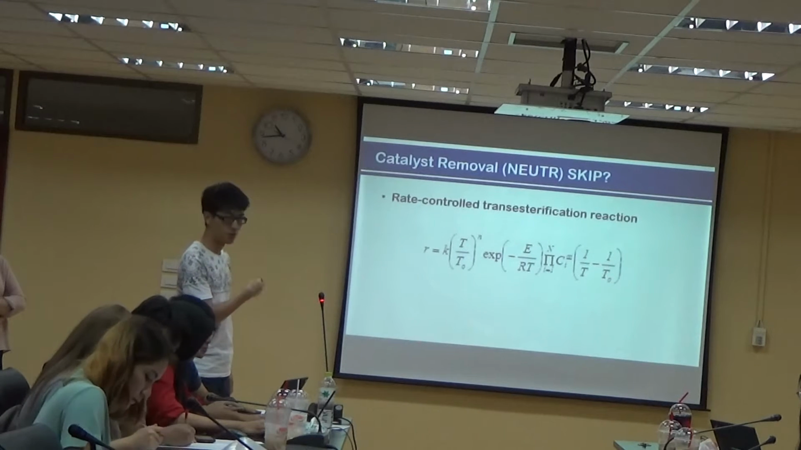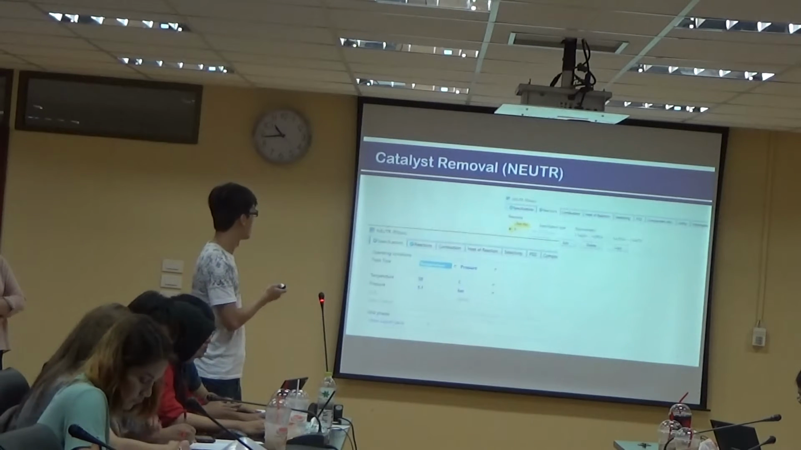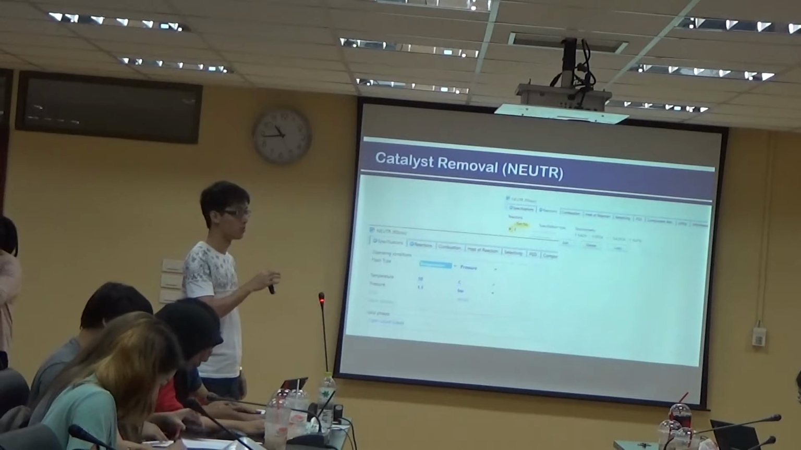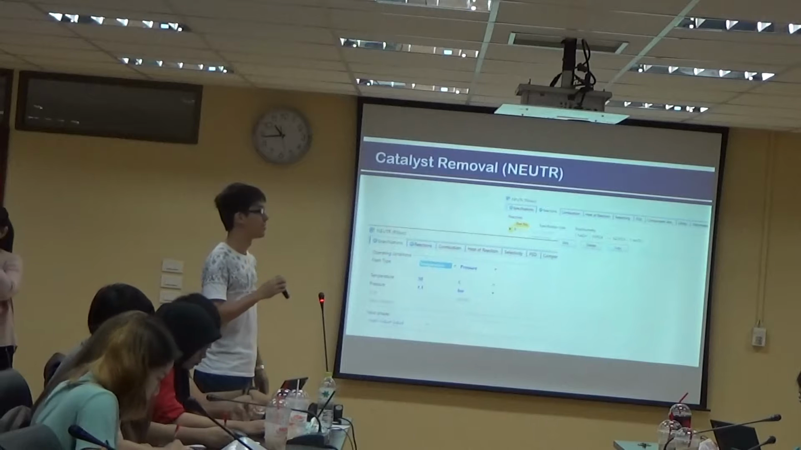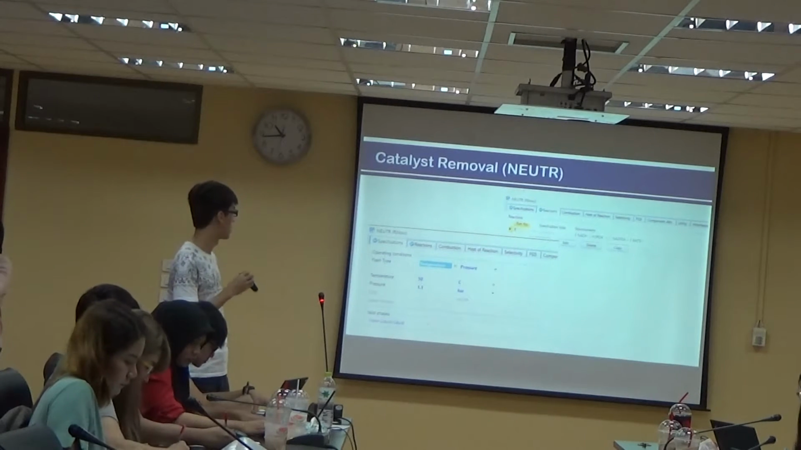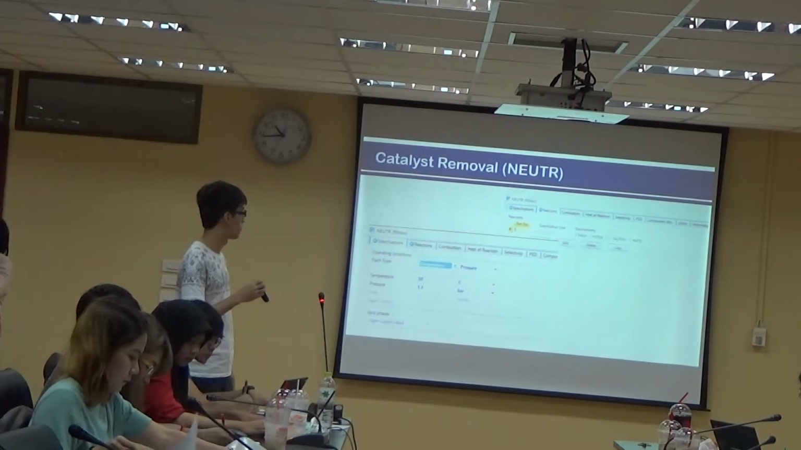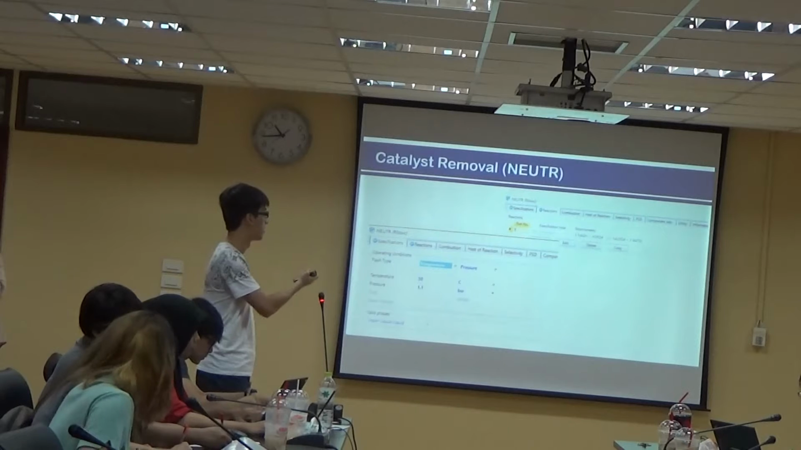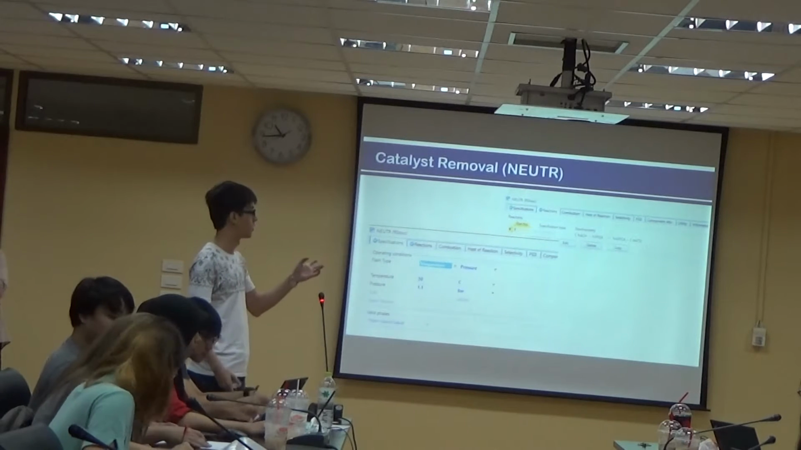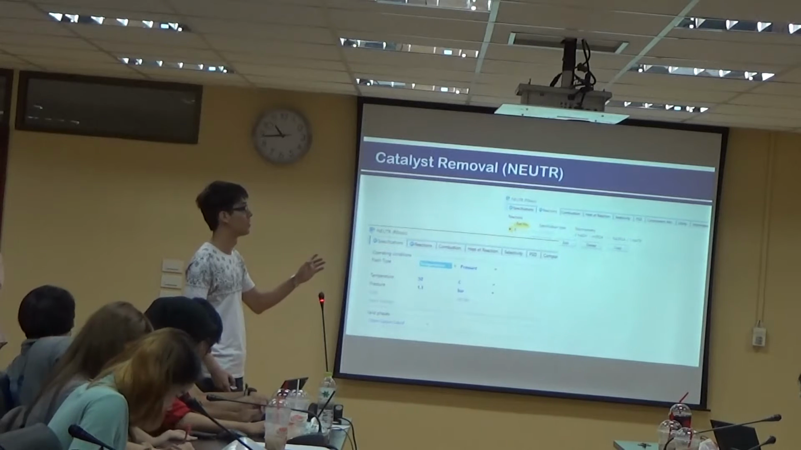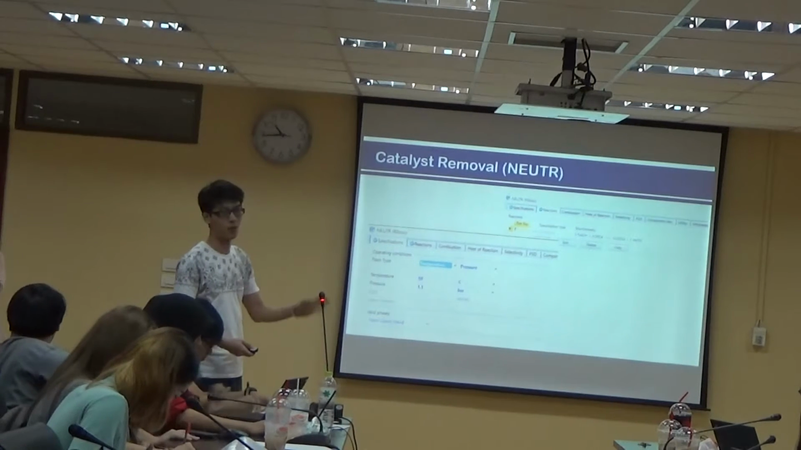And for the next one, this is a reactor. This is the reaction they use in the process. And for the catalyst removal, we use the RSTOIC reactor. And the temperature will be set to 50 degrees Celsius, and the pressure will be 1.1 bar. And as the book mentioned before, the reaction for this one is the sodium hydroxide plus the catalyst, and it produces water and the solid.